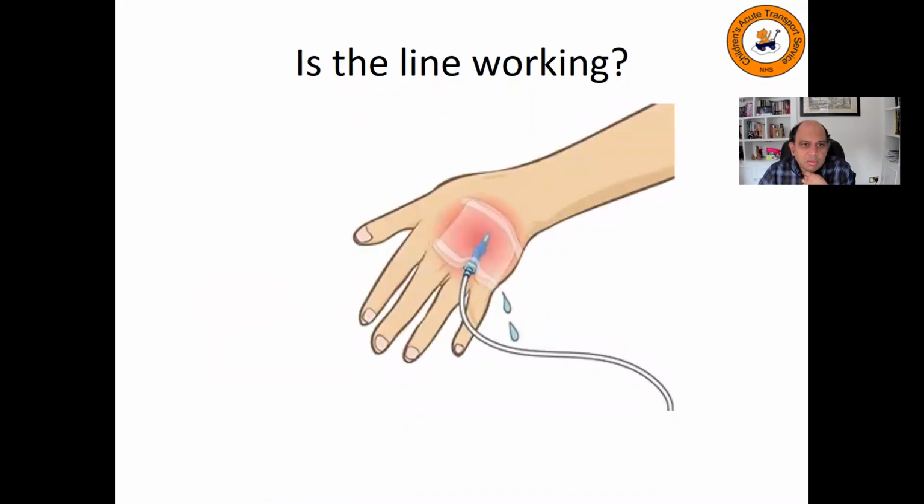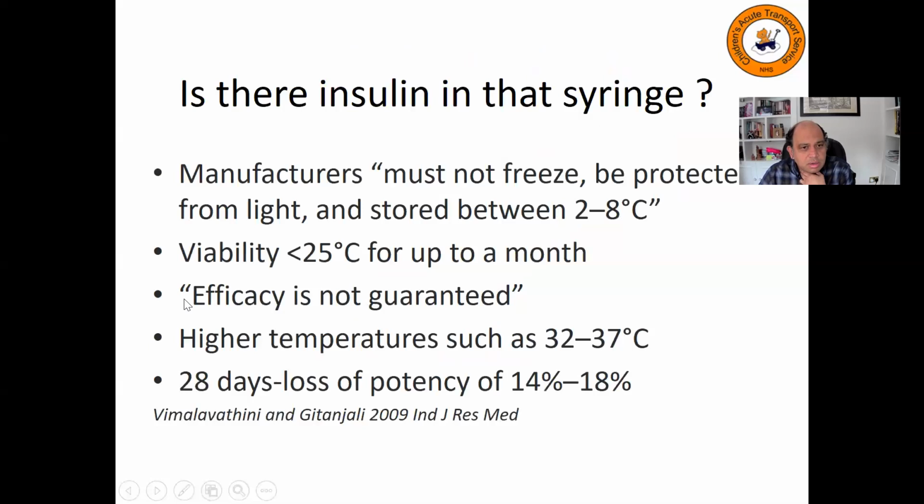Simple things like, is the line actually working? Is there enough insulin going into the patient? Is the line leaking? That is obviously something very simple, but isn't necessarily covered by some of these points. So just important to think about simple things like this. Next slide, sorry. Is there insulin in the syringe?